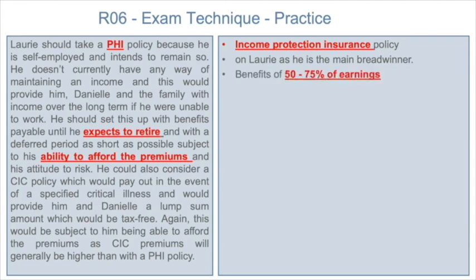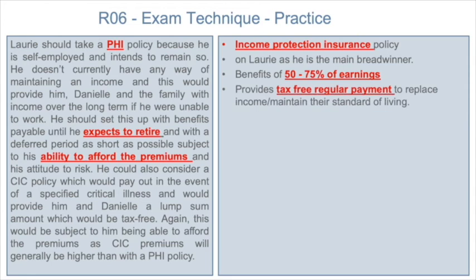Benefits of 50 to 75% of earnings, 75% being the absolute policy maximum there. If an amount had been stated that was reasonable, that would have also gained the marks. It's going to provide that tax-free regular payment. Yes, that's really important. It's telling the client in the justification it's going to provide that tax-free, which is important, and a regular income. You'd be fine there to put monthly, quarterly, but it's just that regular nature.